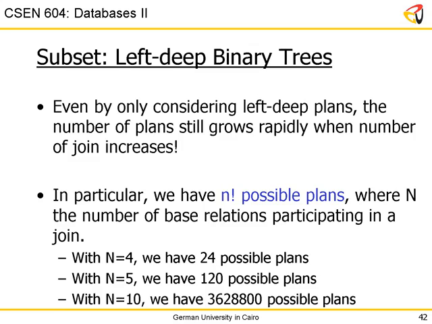Now, it's still a lot, by the way. If n is equal to 10, we still have 3.6 million plans. So obviously, not all of these will be generated and evaluated, but at least we are restricting the search space a lot by working with this variation of binary trees.